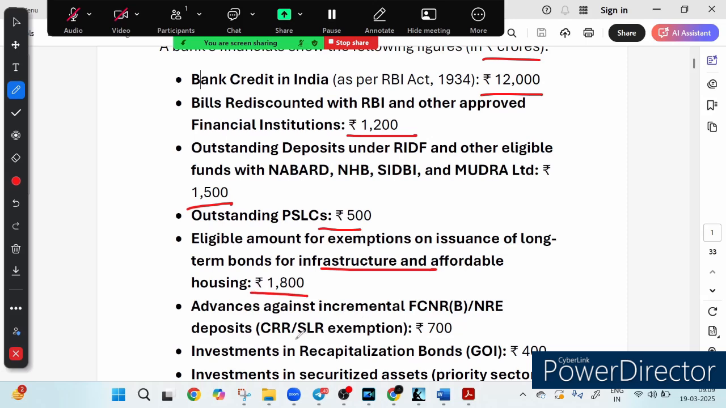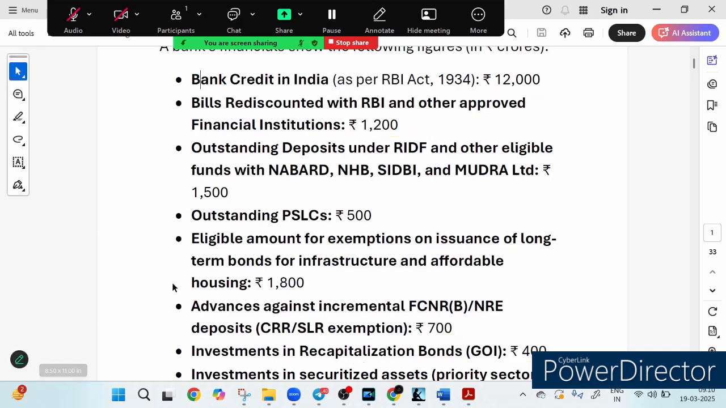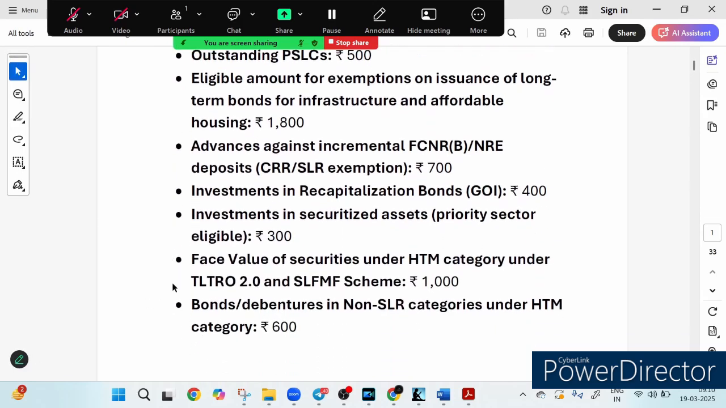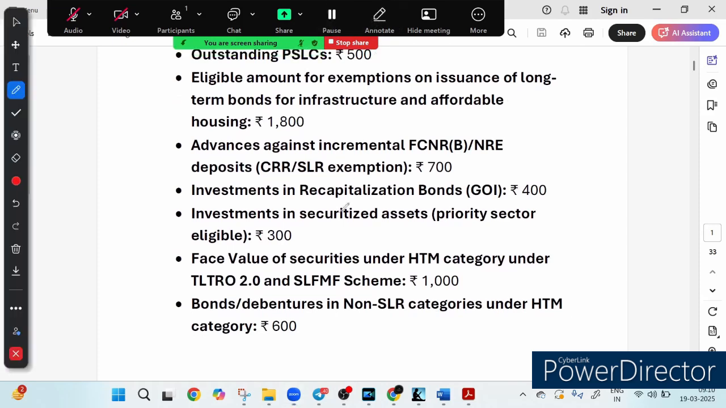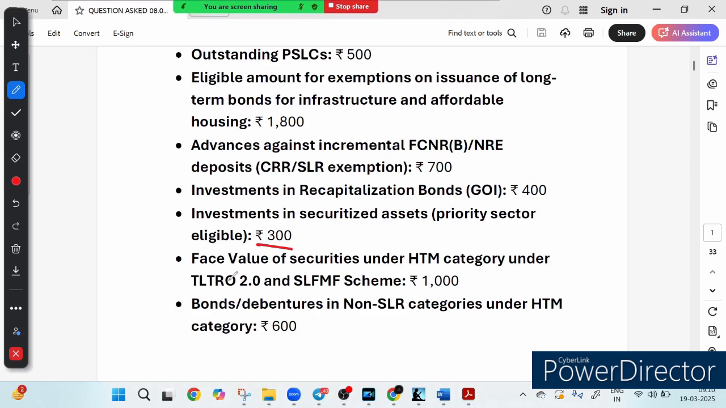Investment in recapitalization bonds, it is 400 crore. Advance against incremental FCNRB or NRD deposits 700 crore. Please take a screenshot of this slide because the data will be used for solving the numerical. This will be provided in the examination. Then the next thing given is investment in securitized assets, as you can see, 300 crore. Then we have face value of STM securities under TLTRO and SLMF, it is 1000 crore, and bonds and debentures in non SLR category under STM category 600 crore. Now let's see the question.